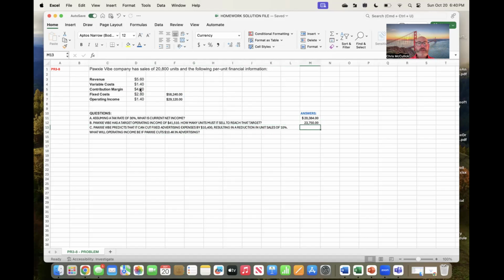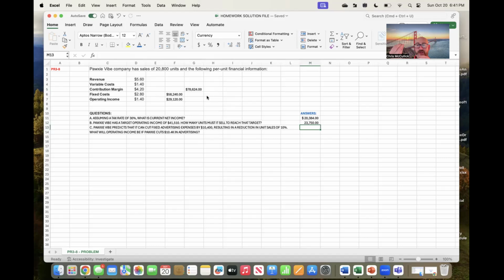Okay, so to do this, if we have a reduction in the number of units that we sell, which is 10%, we're going to need to calculate a modified contribution margin here. So if we reduce the number of units, I'm going to say equal 20,800, which is the original number of units. If we reduce by 10%, I'm going to multiply it by 90% or 0.9. And then I'm going to take that and multiply that by our contribution margin per unit, which gives me this amount here.